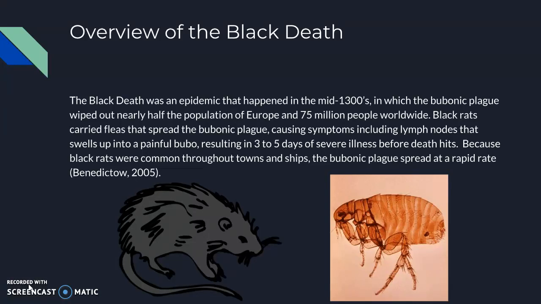Because black rats were common throughout towns and ships, the bubonic plague spread at a rapid rate. As you see in the picture right here, this is a flea that caused the bubonic plague, and these fleas lived on rats. Rats were the host body of these fleas. And basically, people back in the 1300s didn't know much about science and medicine. They were very religious and superstitious, so when a massive amount of people are dying from a mysterious death, they're going to believe God was punishing them for something they did wrong.